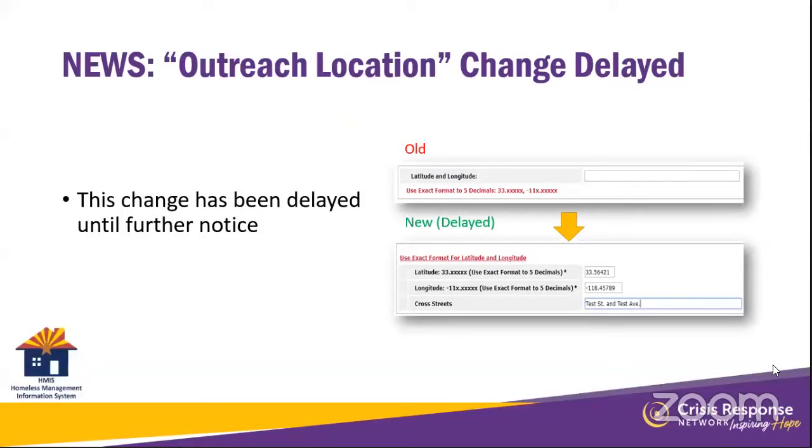For our next update, we announced in the October Agency Admin handout, in lieu of having an agency admin training, that there's going to be a change to the format of the outreach location. This is specific for outreach programs, PATH programs, that are required to put in the latitude and longitude for each client that they're meeting with. As seen in the image, the change was from the present top image to the upcoming bottom image.